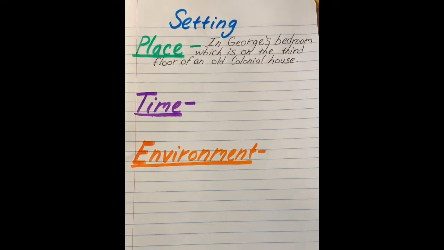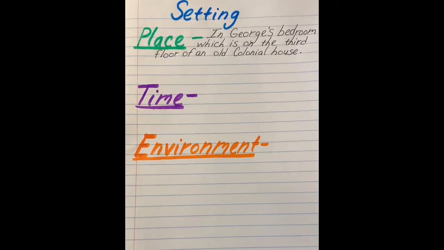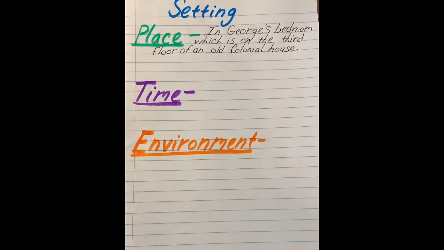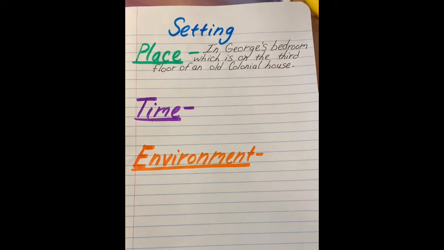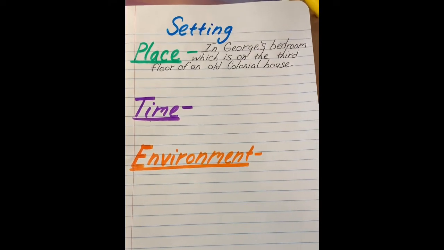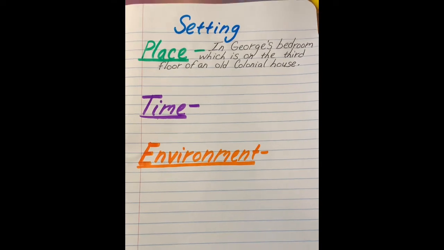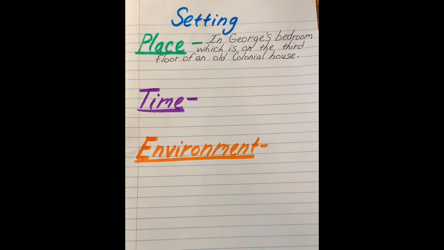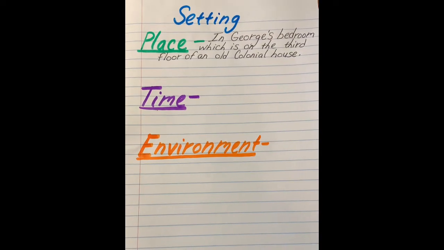And a colonial house, in case you're wondering, is just a type of house. It's a style of house, and it actually dates back into the 1870s, which just means that it's an older house. And I thought that might make my setting a little bit scarier.